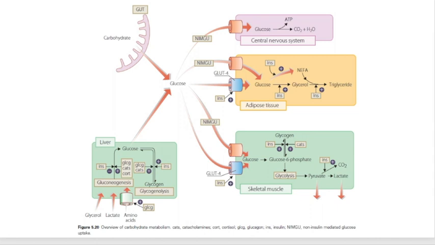So here is a slide of overall carbohydrate metabolism. You can see we have carbohydrate intake from the gut system. It crosses the microvilli, gets into the blood system. So we have glucose circulating in the blood. Non-insulin mediated glucose uptake is what NIMGU stands for. And if it's insulin mediated, you will just have a positive insulin.